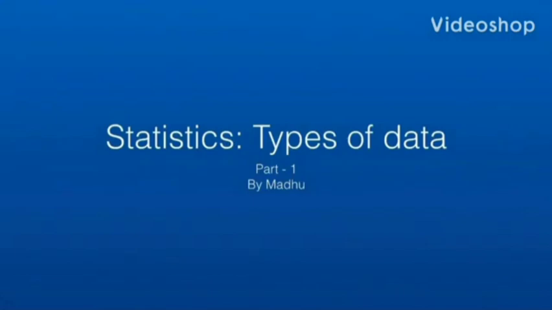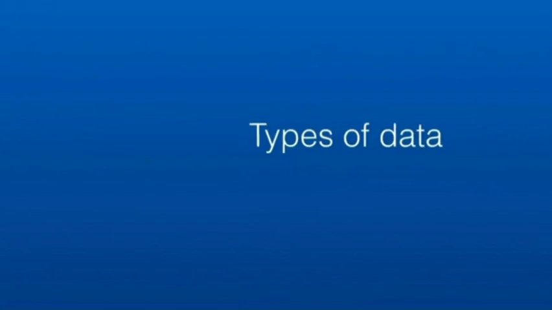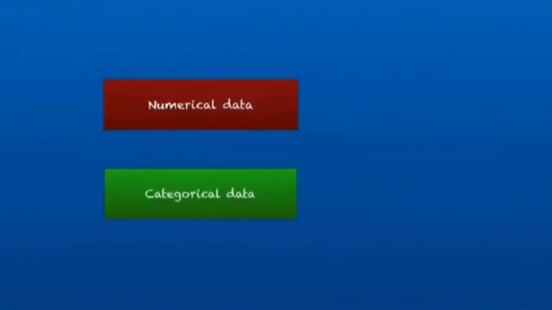Hello all. Today in Data Expedition, let's understand types of data with simple examples. This is part 1 of the statistics series. Types of data. There are two types of data, that is numerical and categorical.